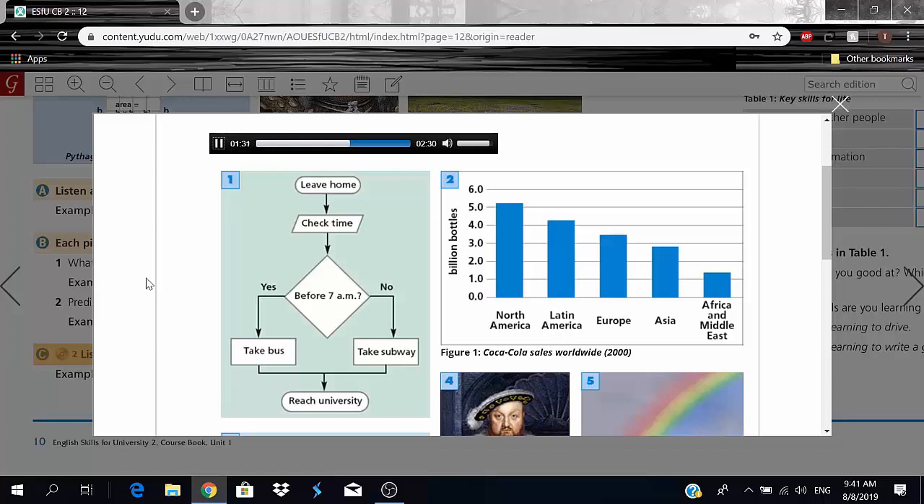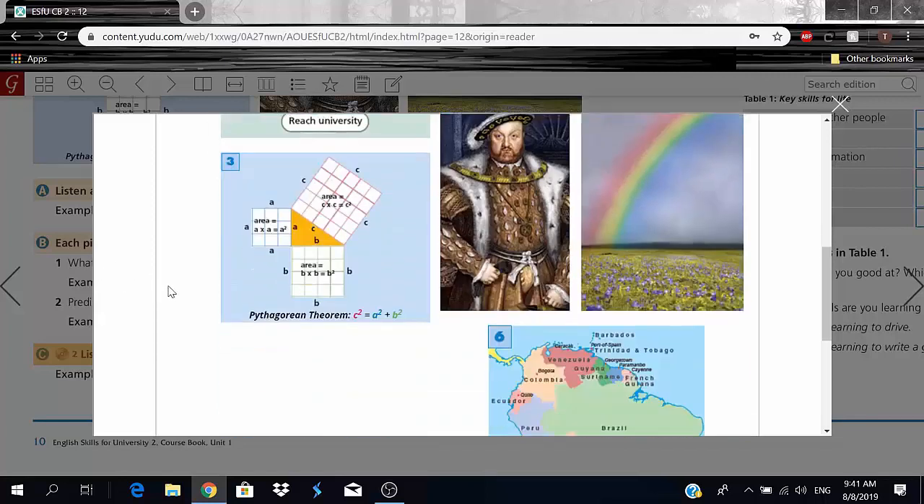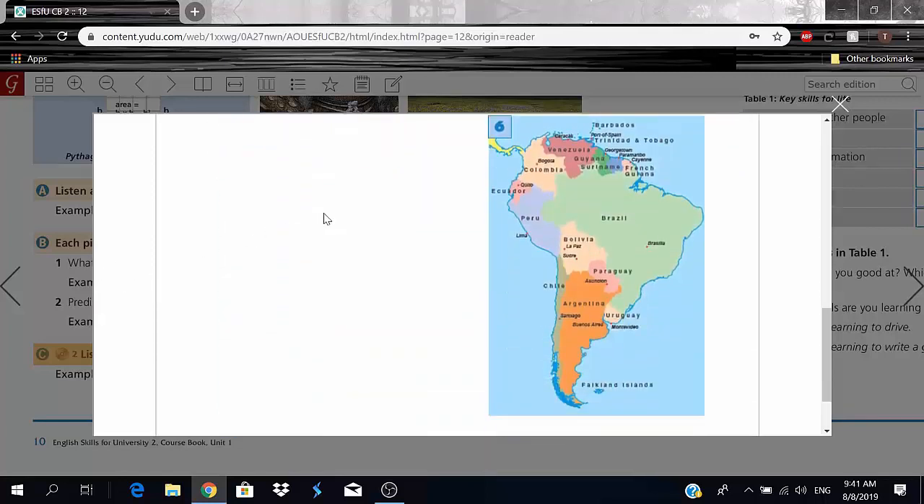OK. In geography today, we're looking at a new country, Brazil. First, you need to turn to the map. It's on page 45. Brazil is in green on this map. As you can see, Brazil is an enormous country. It takes up half of the continent. That is half of South America.